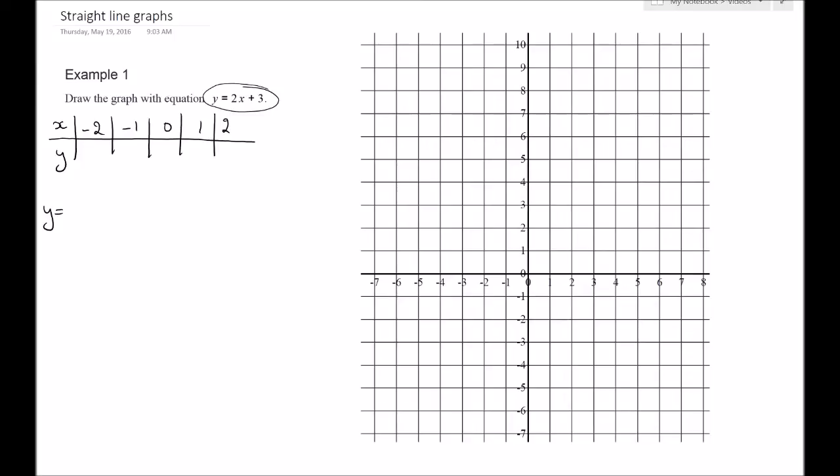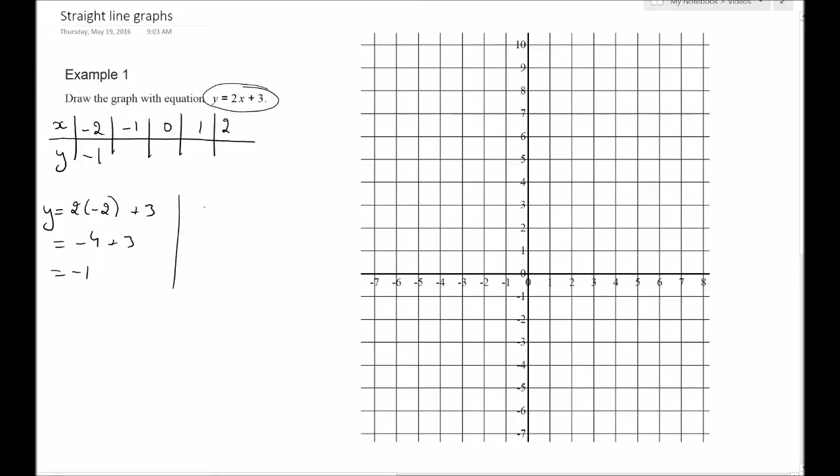So for example, y is equal to 2x plus 3. Well, when x is minus 2, I'm going to fill it in. What should my y be? Well, if x is minus 2, I get y is equal to minus 1. So that is my first coordinate couple. When x is minus 2, y has to be minus 1 according to this equation. So that's my first couple of coordinates I have to plot on my graph.